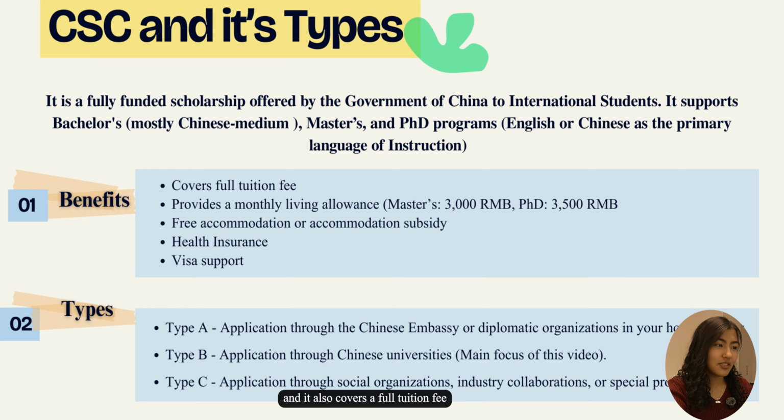And it also covers a full tuition fee, it provides a monthly living allowance of 3,000 RMB to master students and 3,500 RMB to PhD students. It also offers accommodation and includes health insurance and visa supports.